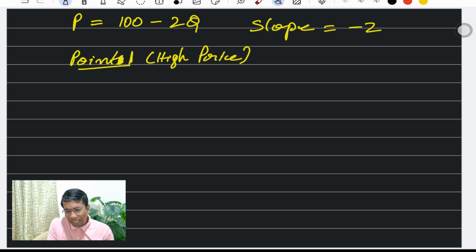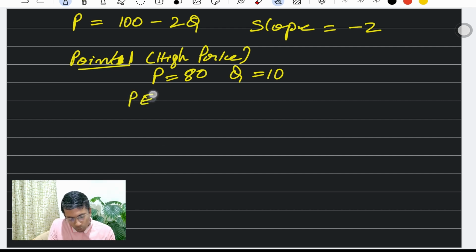Let's take a price P equals 80. If you take this 80 and do all the calculations, you will be able to find Q equals 10. Please, you can try that.